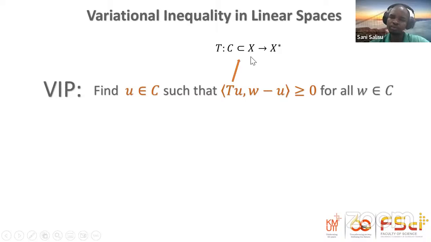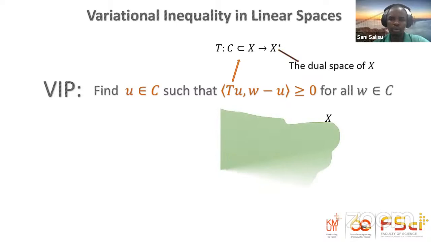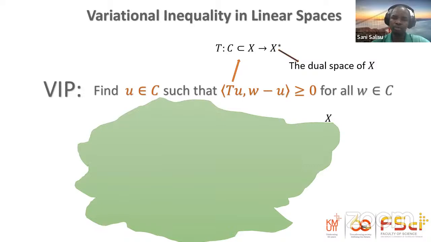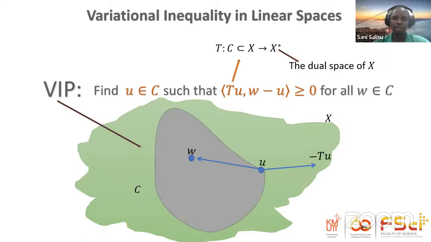And we also have it in this nature. For example, you can take a particular case where X is a Hilbert space. This is, for example, a Hilbert space, and the variational inequality is nothing but trying to find a point u such that this representation occurs.